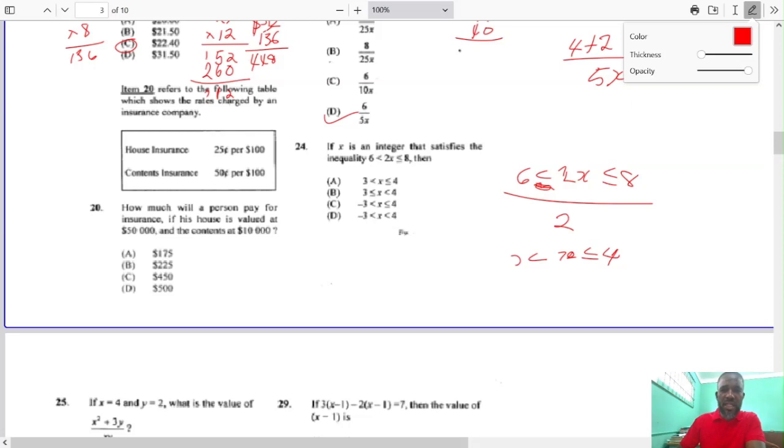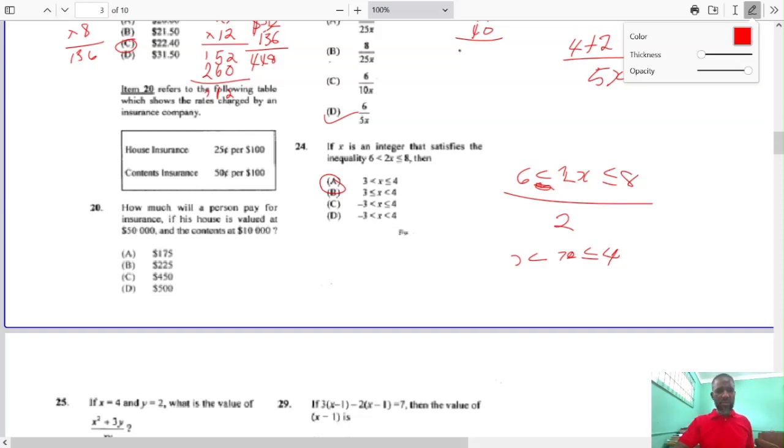So basically then what we are saying here is that 4 can be a part of the solution, but 3 cannot be a part of the solution. So when we look here, basically our answer here is E. So that's the solution. Okay.